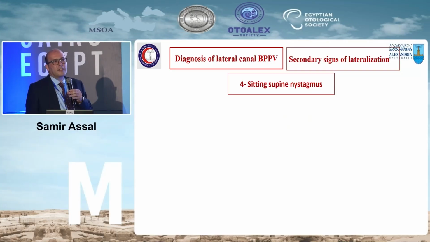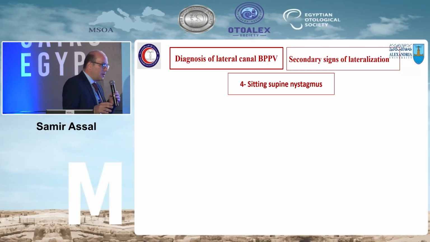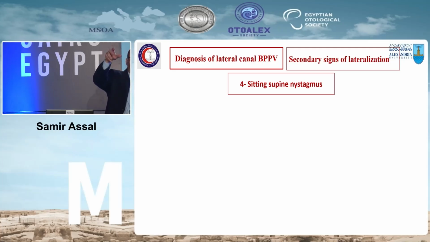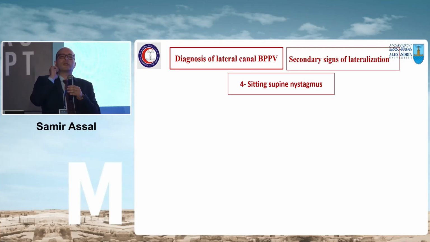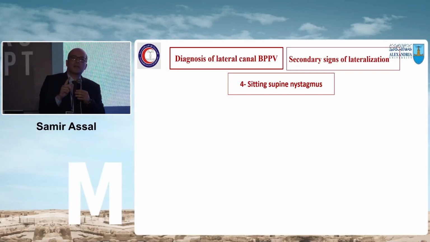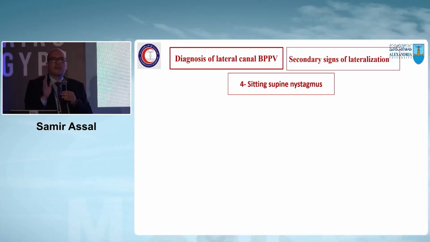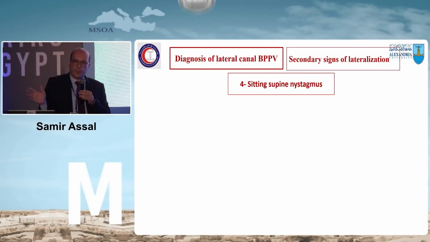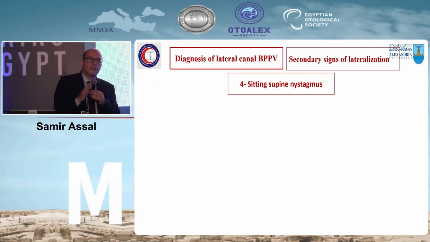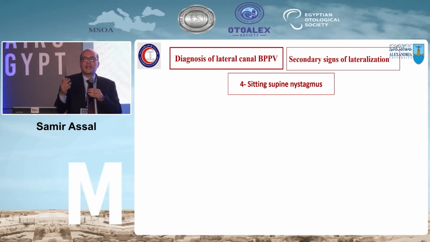The fourth sign is the sitting-supine position. Sitting-supine position is taking the patient from the sitting position, with the head straightforward, to the supine position. This will produce a sitting-supine nystagmus. Sitting-supine nystagmus is beating toward the unaffected side if it is geotropic, and beating toward the affected side if it is apogeotropic, like the lean nystagmus.